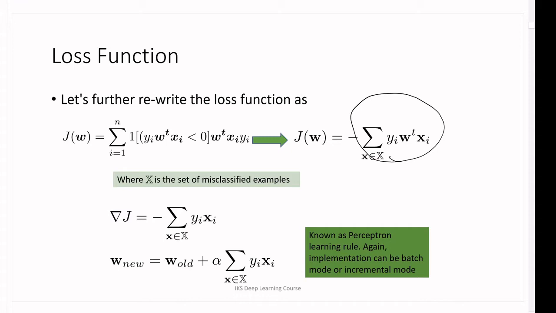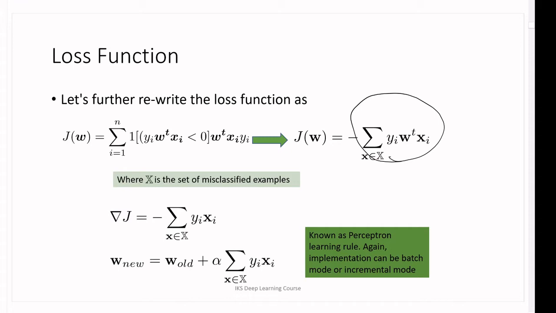And in fact, this is what we will do as a first step. So if we take this function and calculate the gradient, then we can define our updating rule or learning rule to find the parameters as shown here. That is, the new value of our parameter vector W is going to be old value plus alpha times summation over all misclassified examples of yi times xi. This rule is known as perceptron learning rule. And we will be coming back to this rule when we start talking about neural networks.